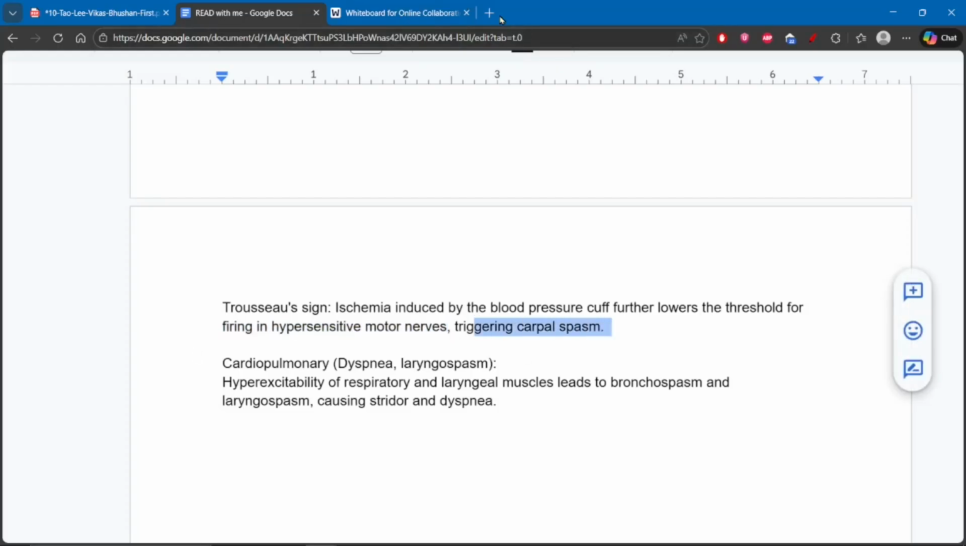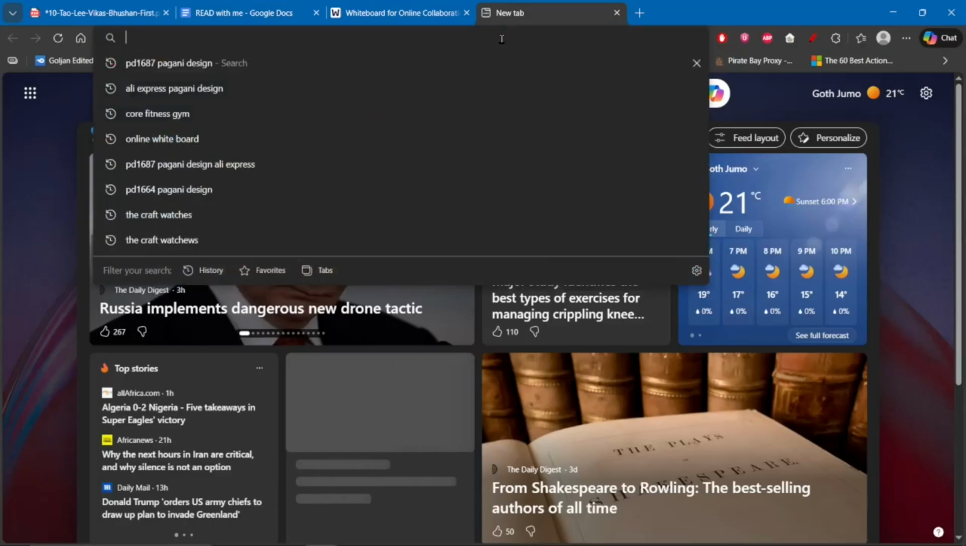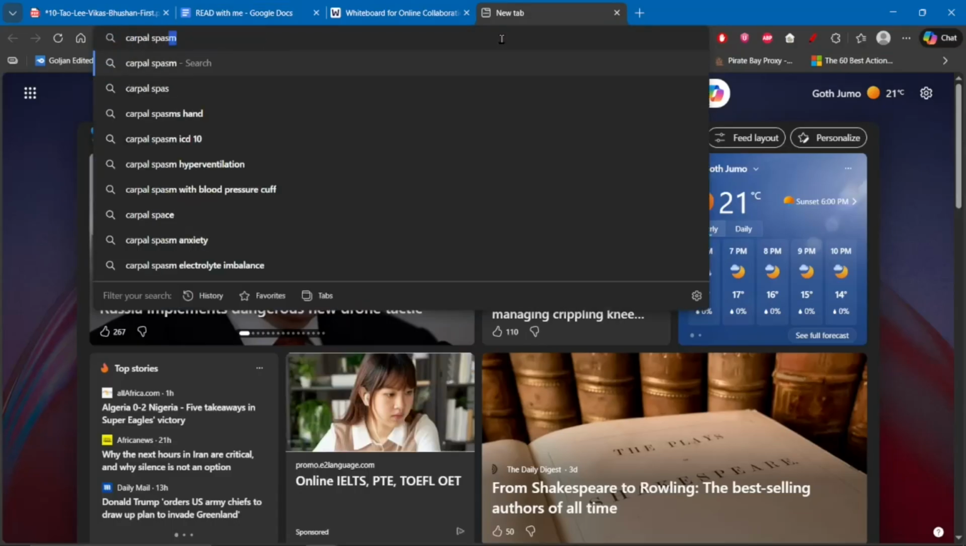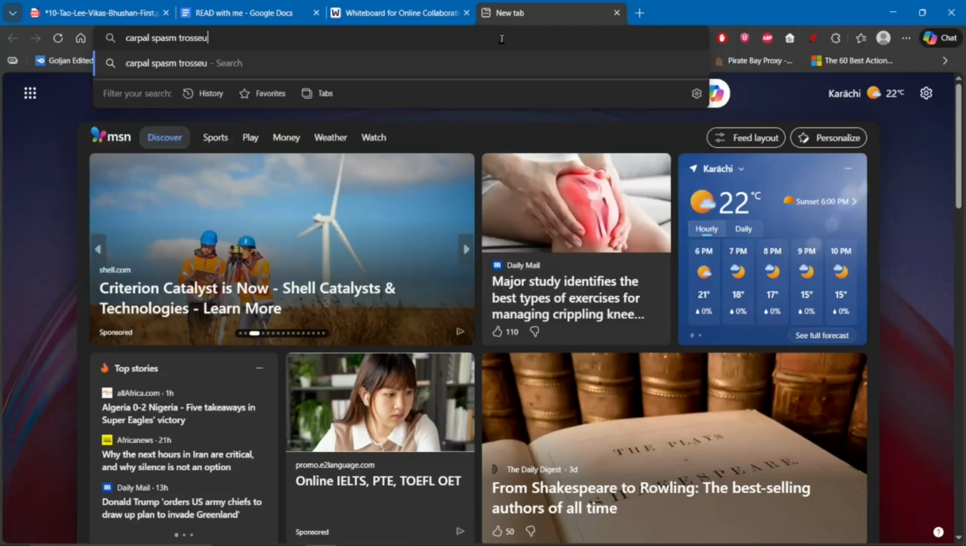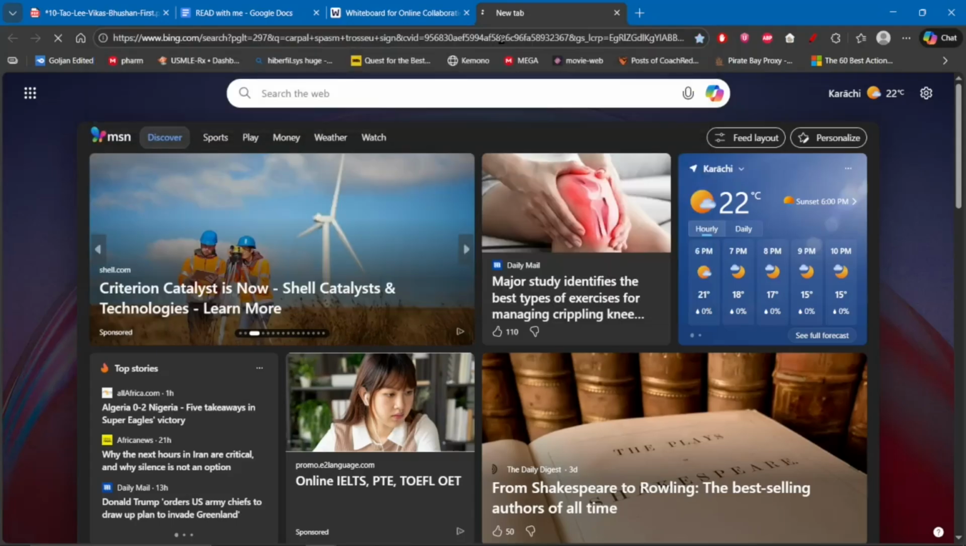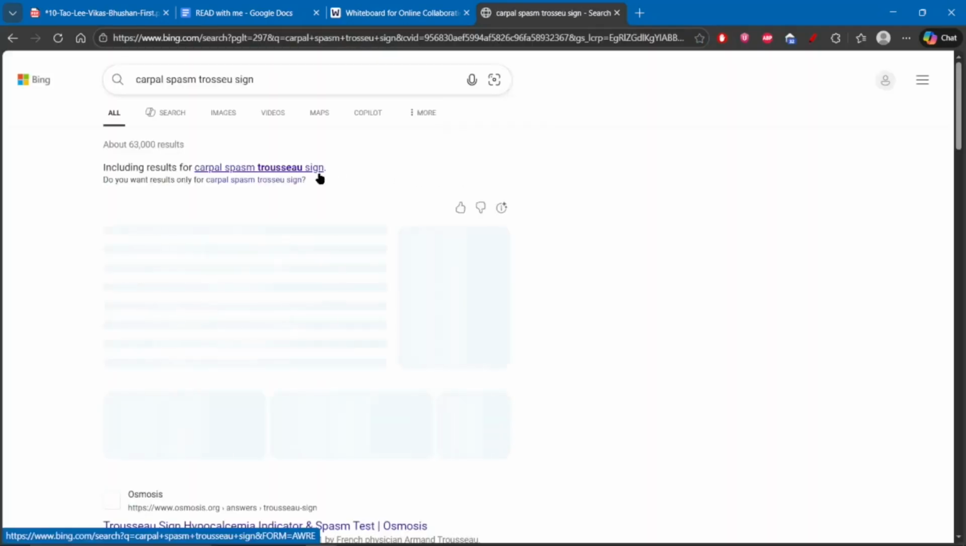So let me show you a picture of the carpal spasm, the Trousseau sign, right? So let me show you a picture of it, which will make things clear.